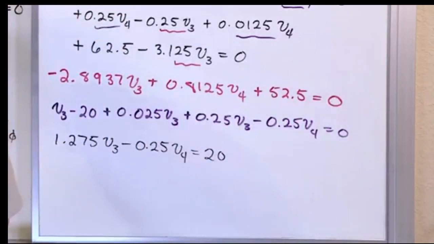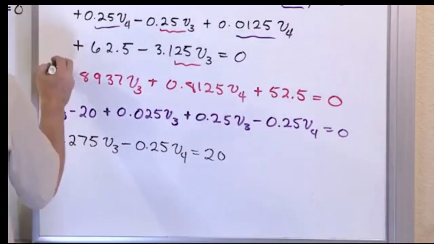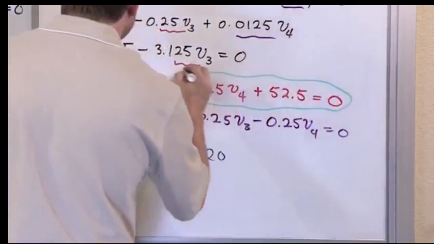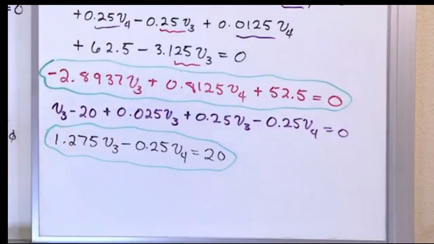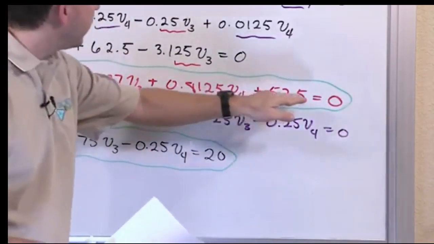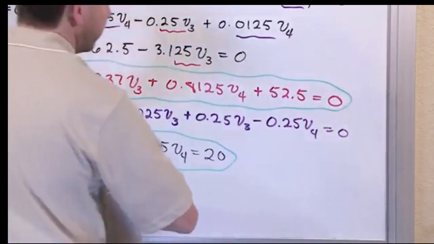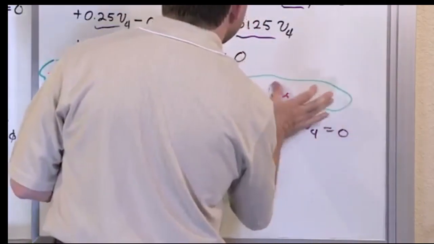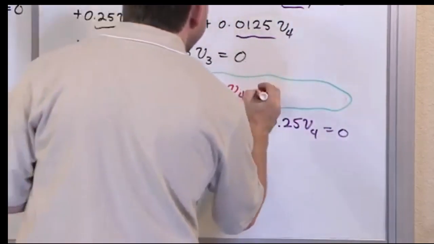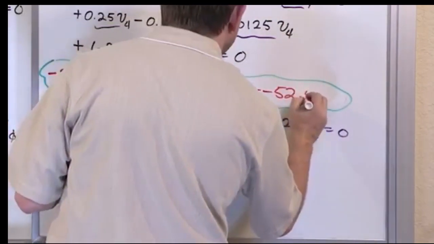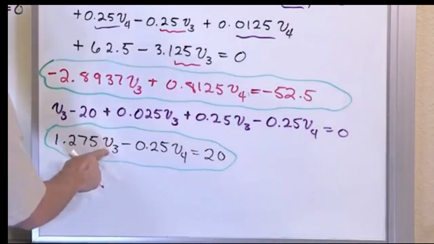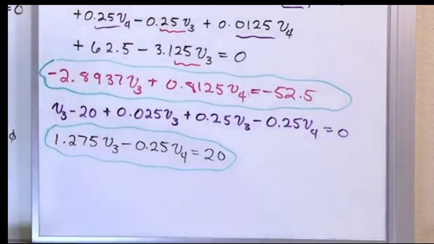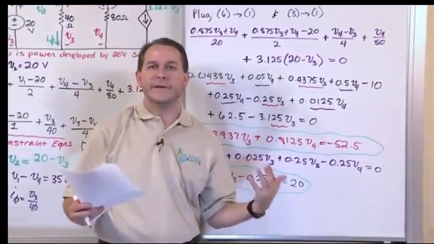All right, so finally, after all of this, I'm going to circle this equation, and I'm going to circle this equation. Ultimately, that's all we have to solve now. We have an equation in V3 and V4, and actually, instead of setting it equal to 0, I'm going to set it equal to negative 52.5. It's the same thing. I just moved the 52.5 to the other side. So I have an equation in V3 and V4, an equation in V3 and V4. I know what's on the other side of the equal sign. I can solve this finally for V3 and V4.